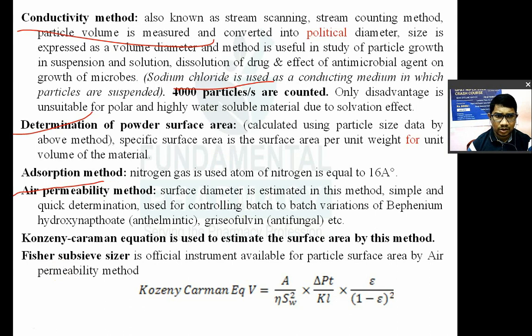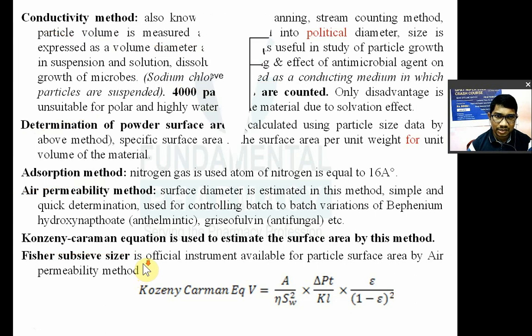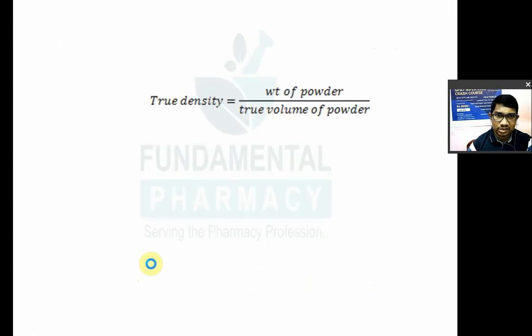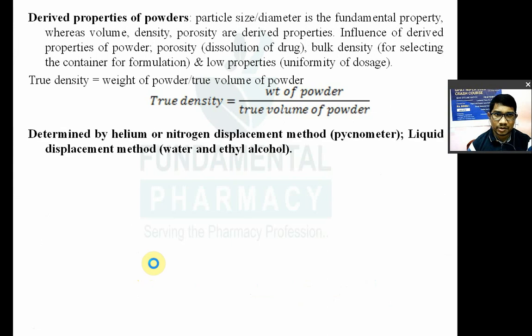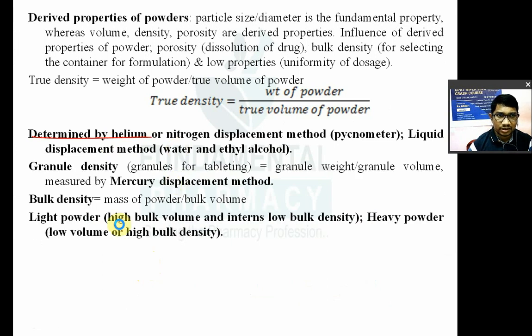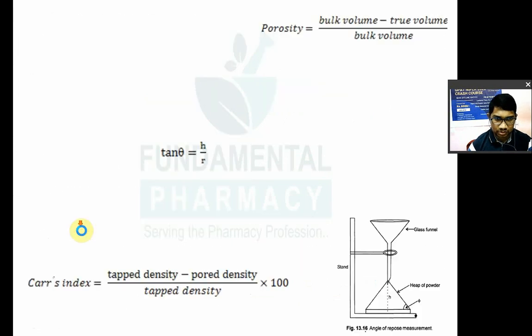Now Fisher sub-sieve sizer is an official instrument which is based upon the air permeability method for measurement of particle surface area. We have seen this. We have seen derived properties of powder: what do you mean by density, what do you mean by porosity, and all that. So these methods are very, very important, you have to remember. I will take them again after today's session.